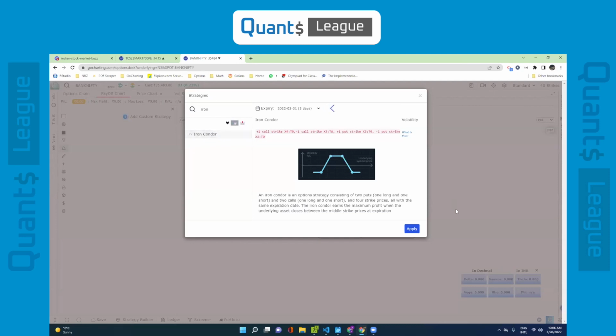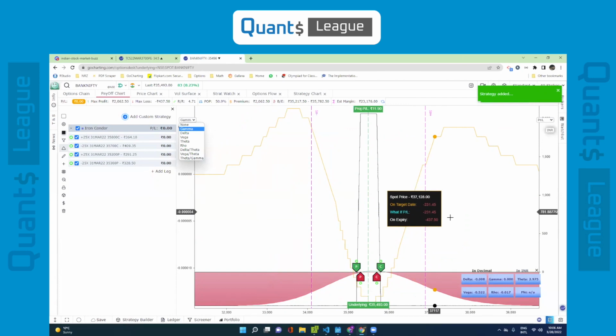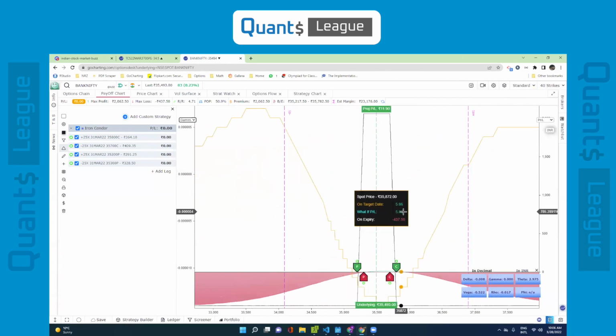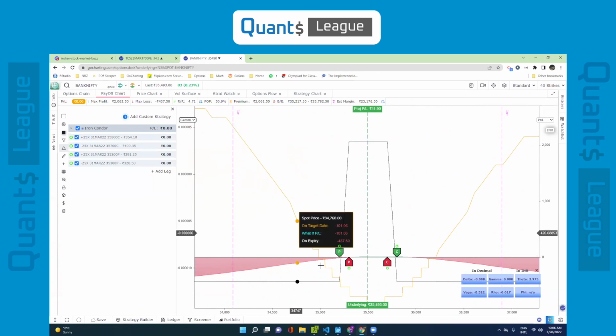So suppose it's an iron condor, I can just go ahead, choose the series I want to place it on, and click on apply. And this is your iron condor created on a series which is going to expire in 3 days. And this is obviously the gamma of that iron condor.